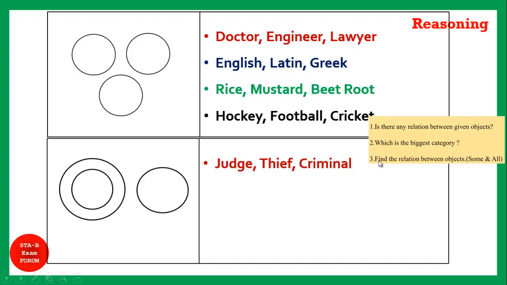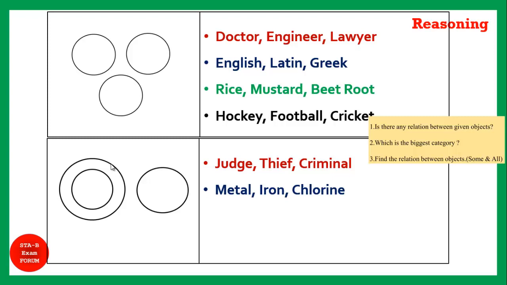Okay, the last three: find the relationship between the objects. Is there any relationship between thief and criminal? Yes, there is a relation. Every thief is a criminal. The inner circle represents thief and the outer circle represents criminal. So every thief is a criminal, but every criminal cannot be a thief. Understood? Let's see the other questions.